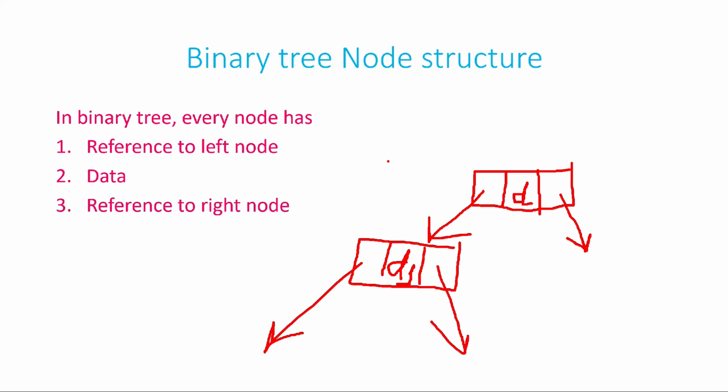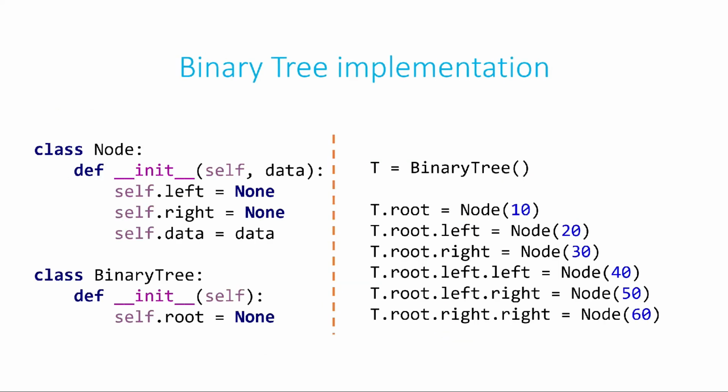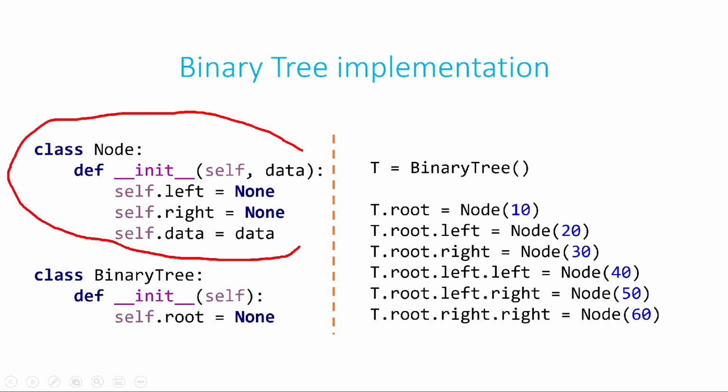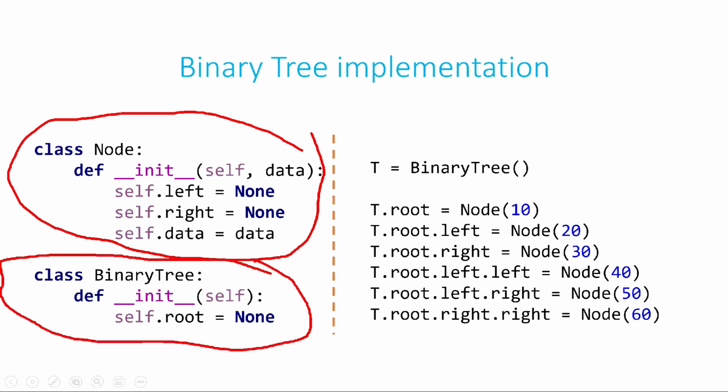With the knowledge that we have gained, we can do a bare minimum implementation of binary trees. Since we have already covered linked lists, it should not be very difficult for you to understand this. We have created two classes. The first one is class Node. It has three things: reference to the left child, reference to the right child, and the data itself. And in the BinaryTree class, we have one instance variable, root, initialized as None.